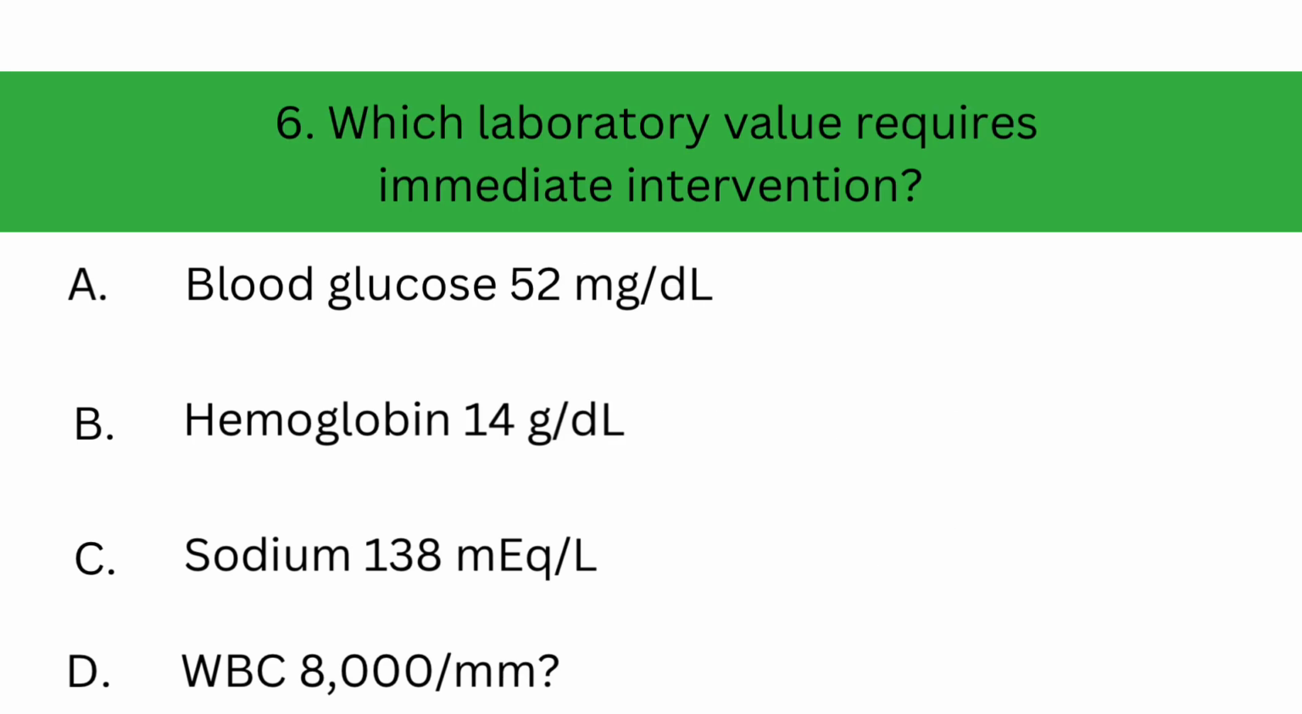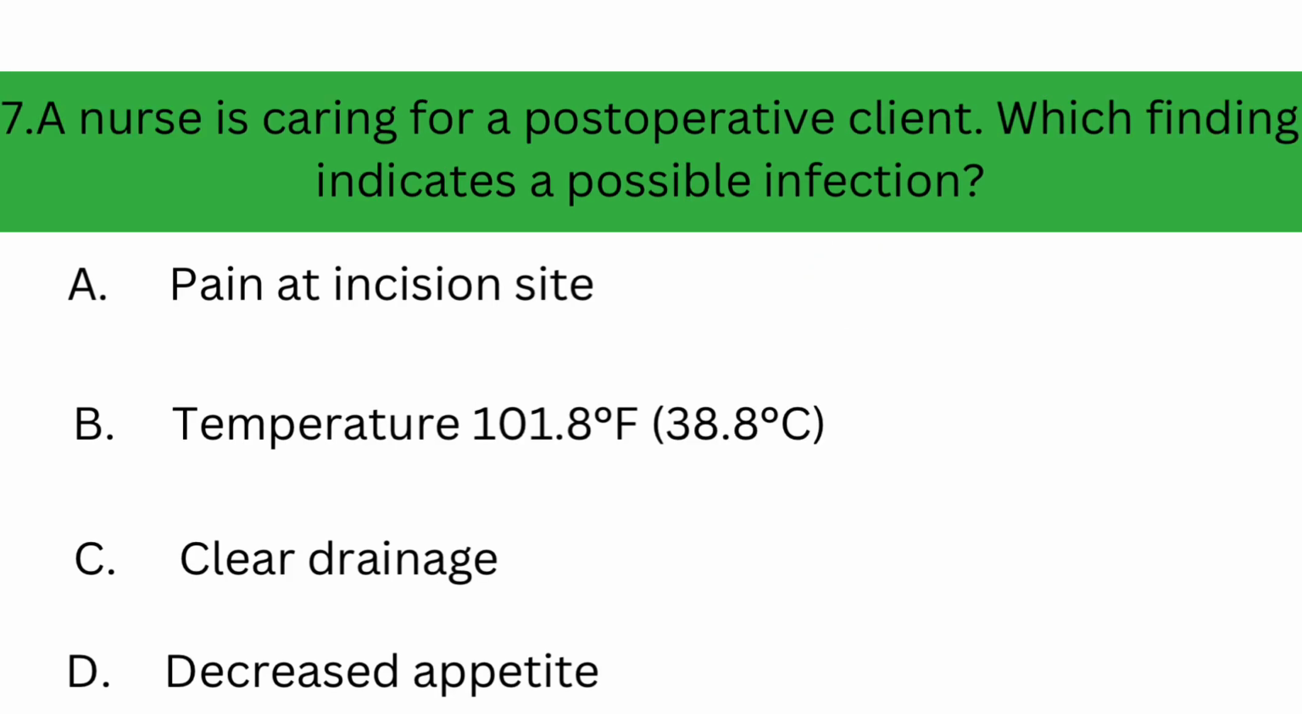6. Which laboratory value requires immediate intervention? A. Blood glucose 52 mg/dL. B. Hemoglobin 14 grams per deciliter. C. Sodium 138 mEq/L. D. WBC 8000 per cubic millimeter. Correct answer: A.